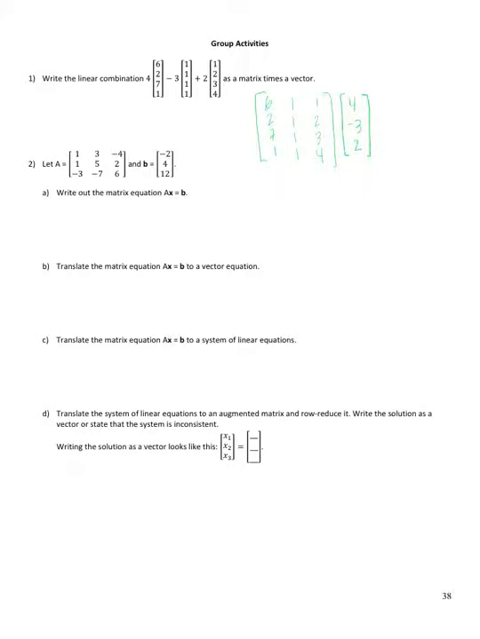Write out the matrix equation AX equals B. So I have A, which is 1, 1, -3, 3, 5, -7, and -4, 2, 6, times X, which is a vector. I know that because it's written in bold. And then equals B, which is given, -2, 4, 12.